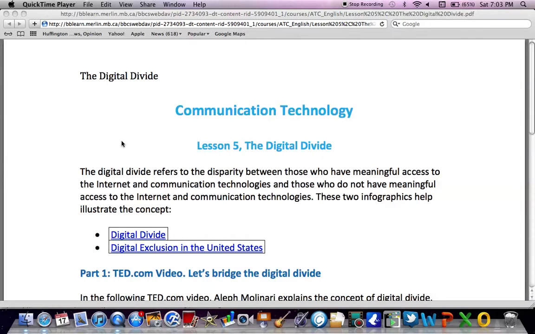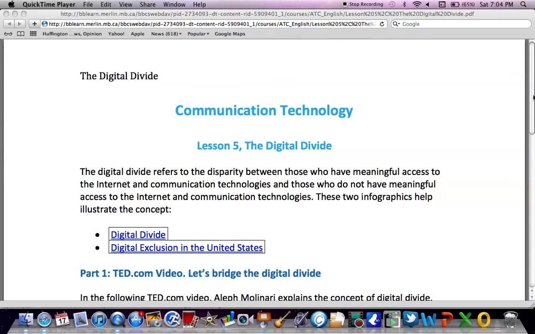So the term we're working with in the lesson is the digital divide, and basically what the digital divide is the disparity between those who have access to technology, or at least meaningful access to technology, and those who do not. So as our world becomes more reliant on technology, those who have real access to technology have an advantage over those who do not.